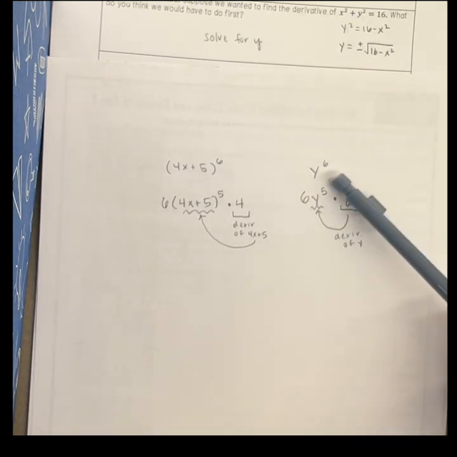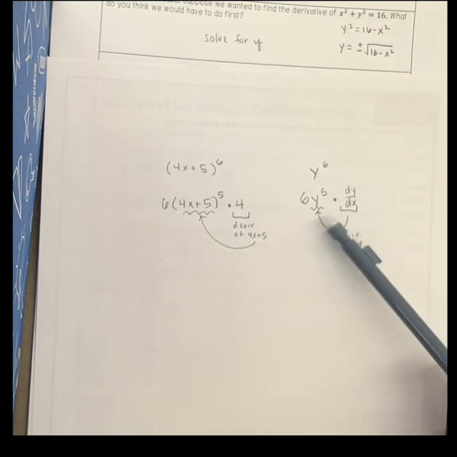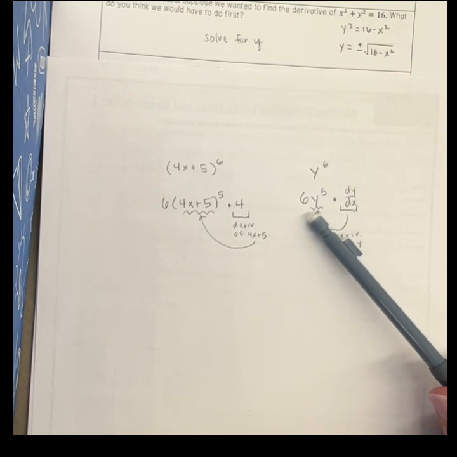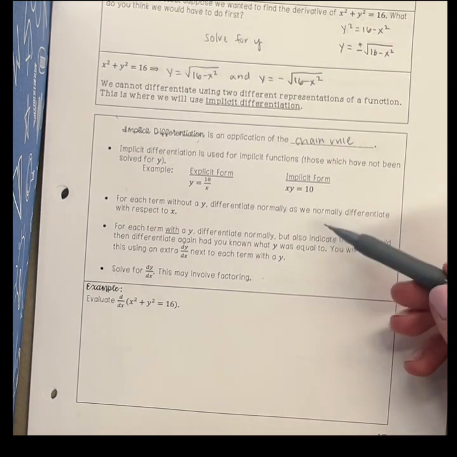So anytime you see a y in these implicit functions, when you do the derivative of it, you're going to have to add this extra times dy dx to indicate that you would have done the chain rule had you known what y was. Okay, this is what this is saying in words.